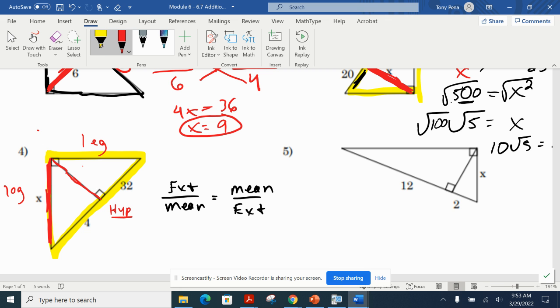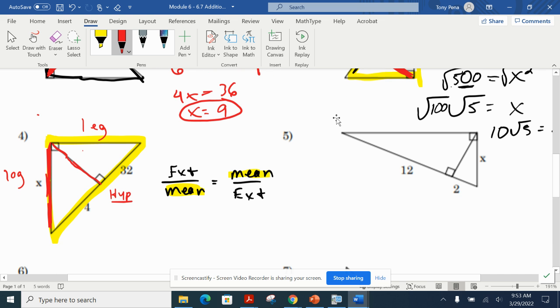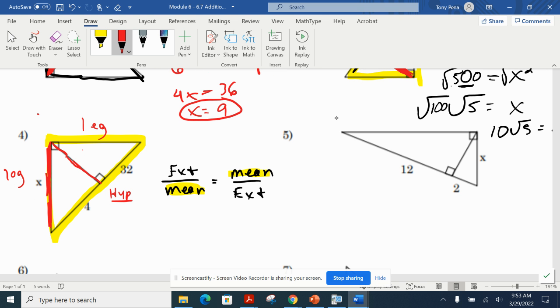The second shortcut is that the mean is the leg of the triangle. It could be this one, but I'm not asking you about this one, so we're not worried about that. The one I am asking you about is over here. So now the leg is your mean. I'm going to put an x here and an x there, since that's the length of this leg.